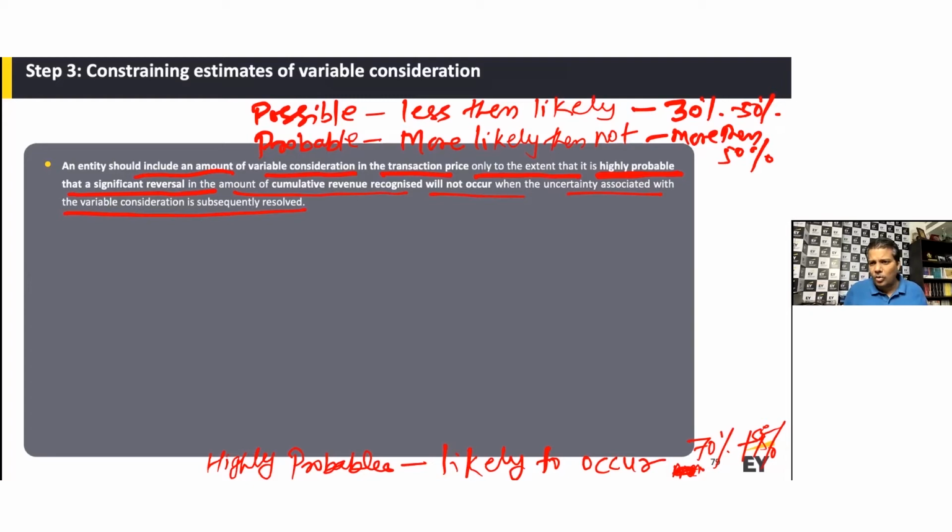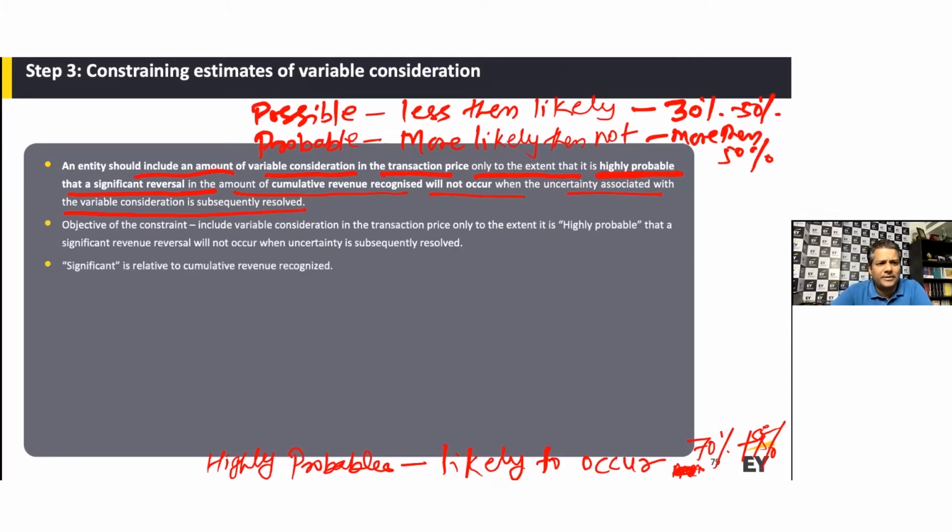So there are all kinds of scenarios, and of course it's an exercise in judgment. But from a constraint perspective, do I need to consider this variable consideration as part of my contract consideration at this point in time or not? You have to cross a higher hurdle, right? The hurdle is not probable, the hurdle is highly probable. So your degree of confidence in the realization of this revenue should be that it is highly probable that the reversal is not likely to occur as these contracts unfold.